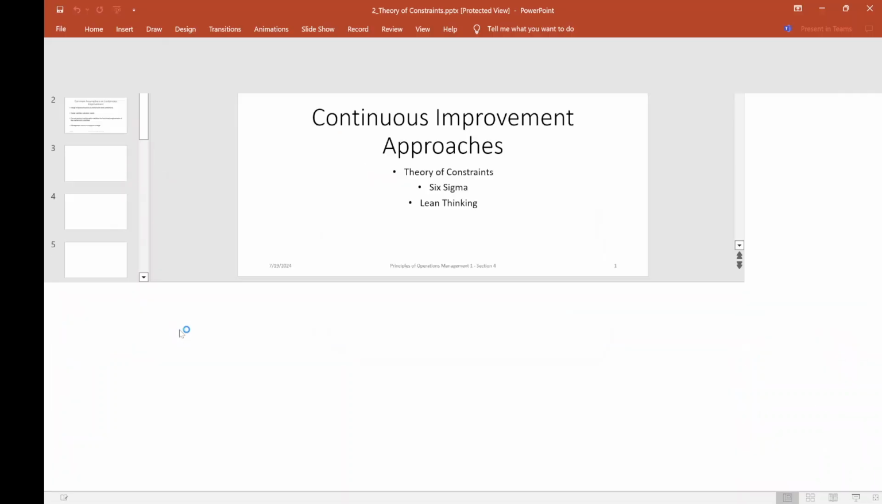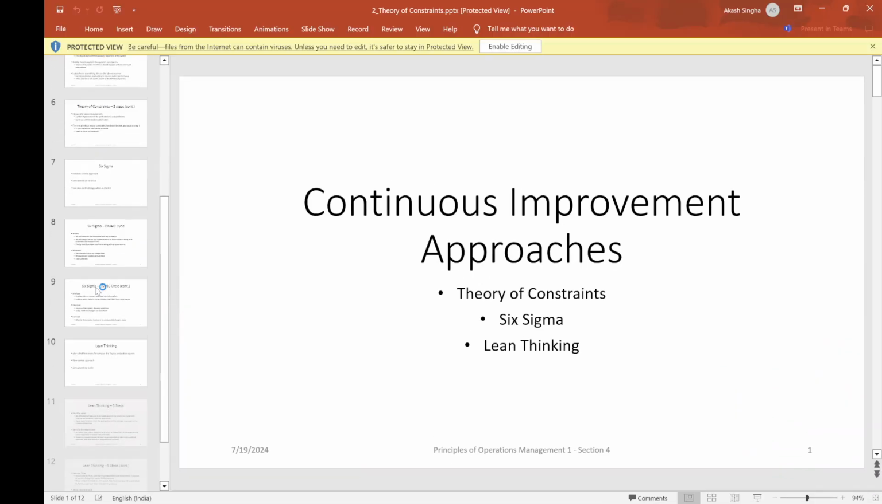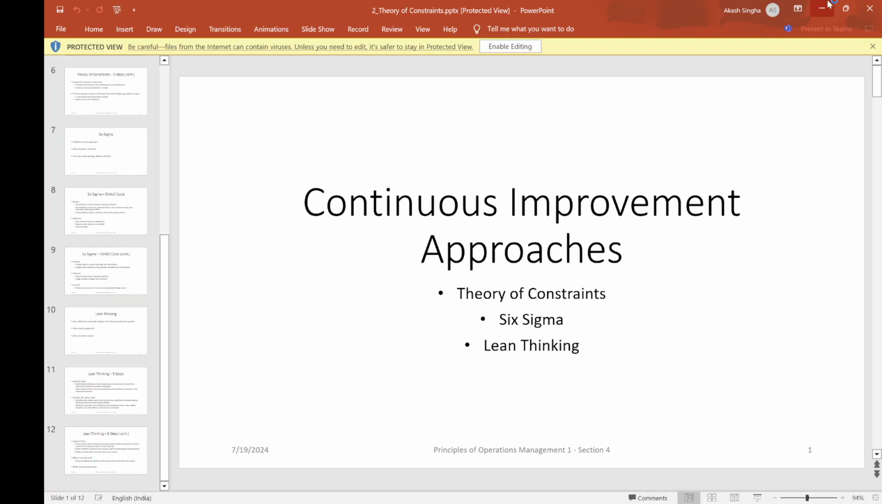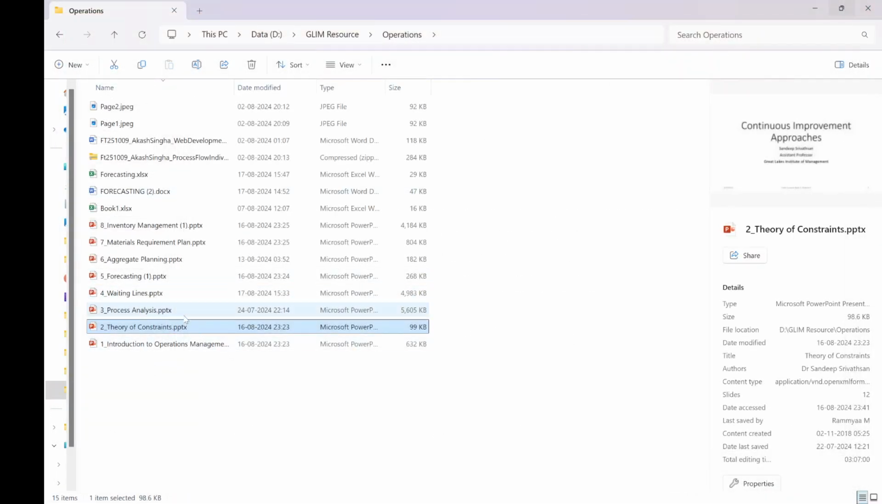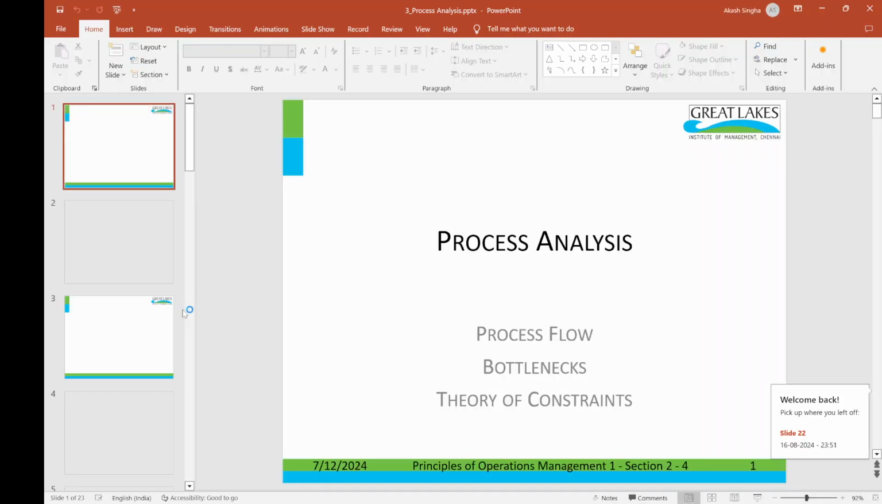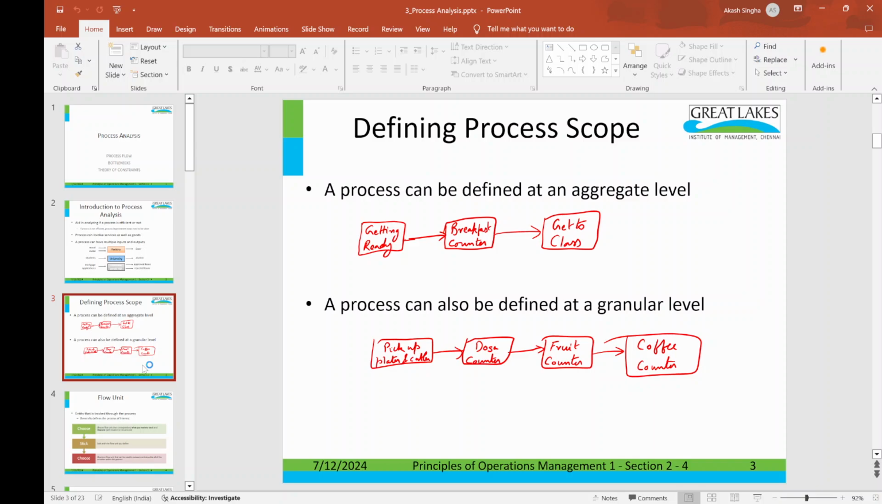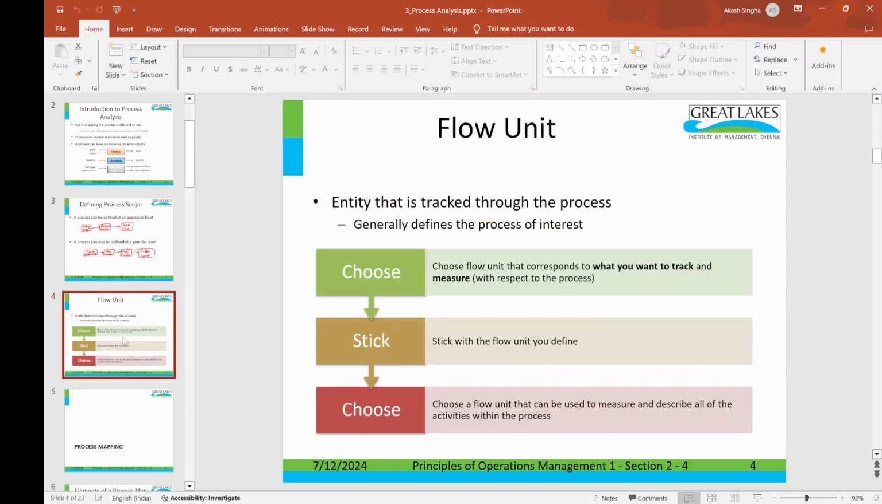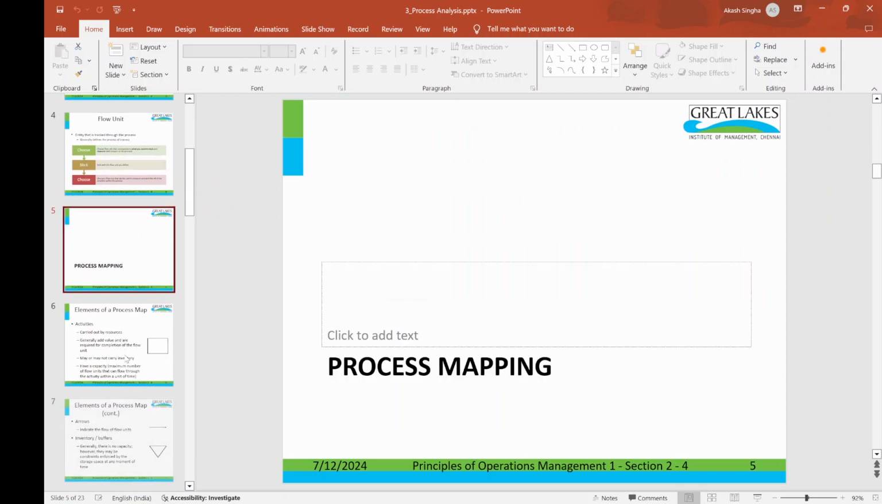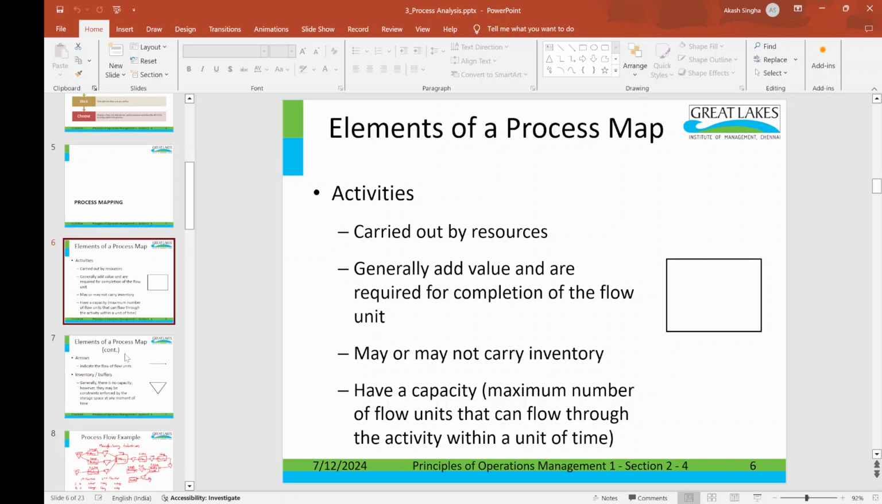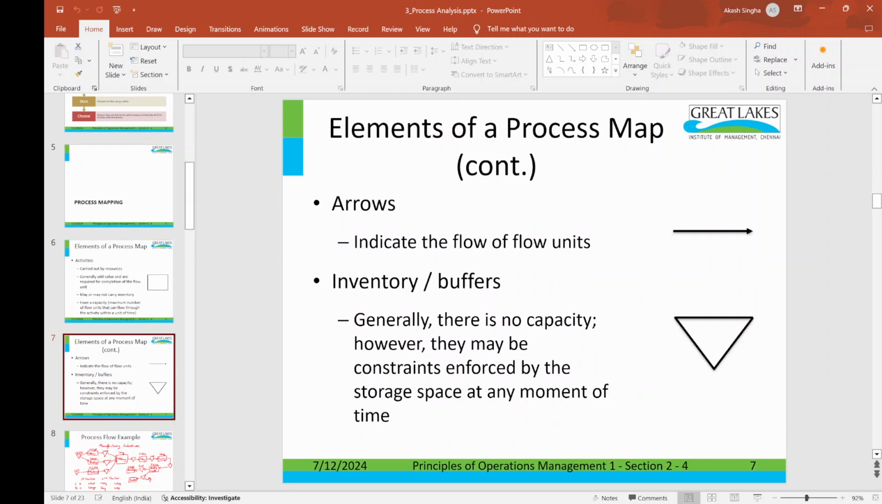Theory of constraints. Okay, this one also you can give a read. There is nothing much. I'm just going to solve the mathematical problems. So flow unit is the unit which flows through the whole process. Arrows mean the flow of flow units and triangles are inventories.